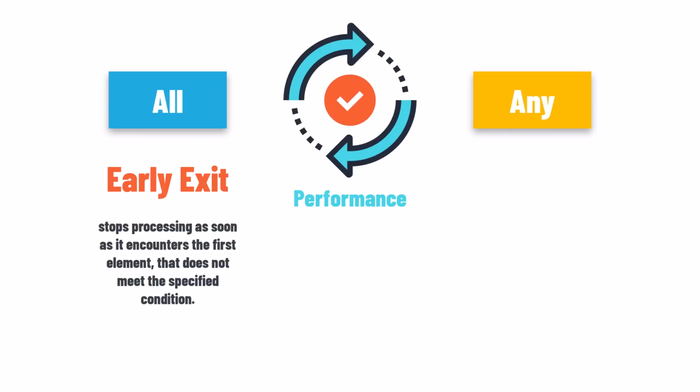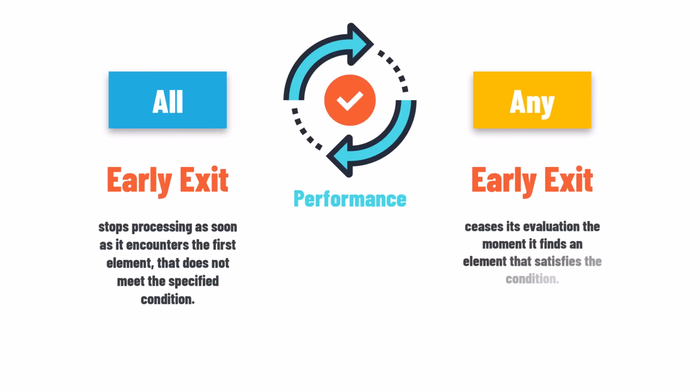Now, let's talk about the performance of the Any method. Similar to All, Any also boasts an early exit capability, but it functions in the opposite scenario. Any ceases its evaluation the moment it finds an element that satisfies the condition. This is especially efficient when such an element is located early in a large collection. The method then avoids the extra overhead of traversing through the entire dataset, leading to faster execution times. So, whether you're confirming that all elements meet a certain standard with All, or searching for at least one that does with Any, both methods offer performance efficiencies that can be critical in handling extensive data.